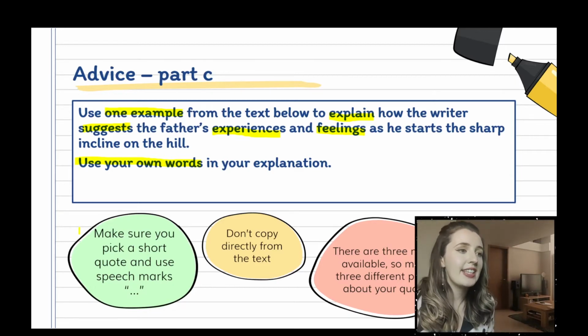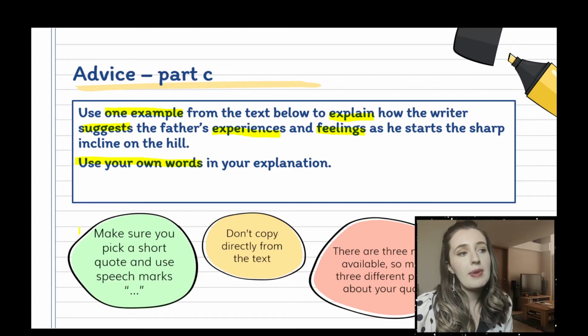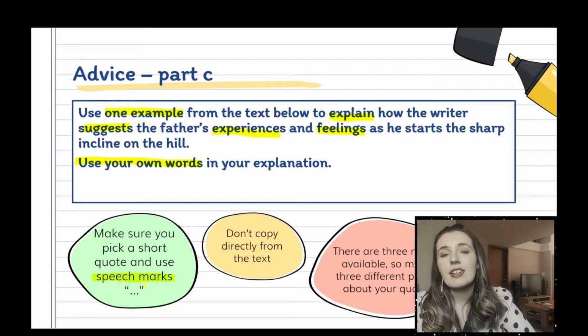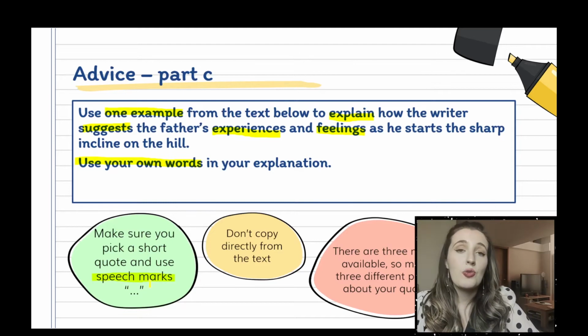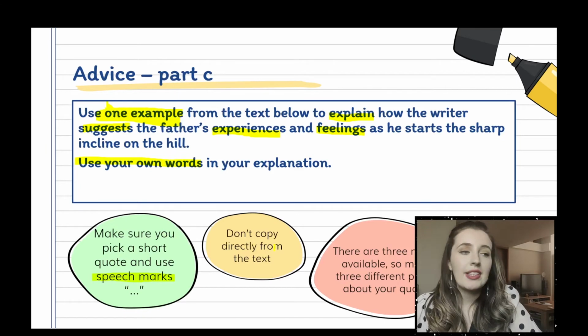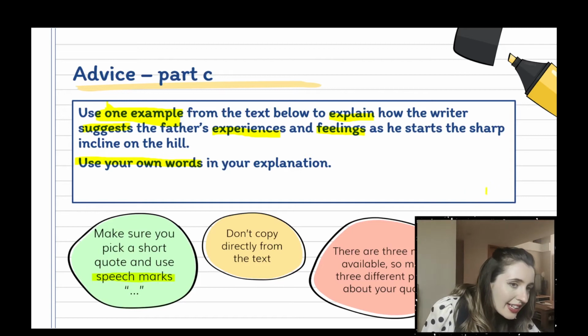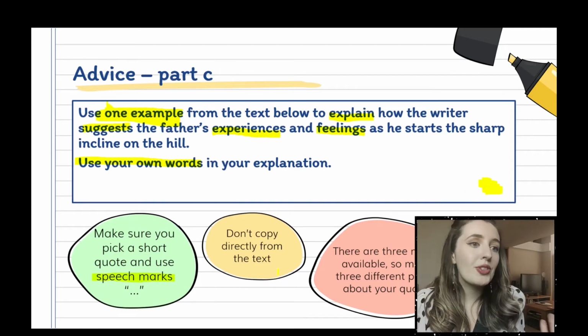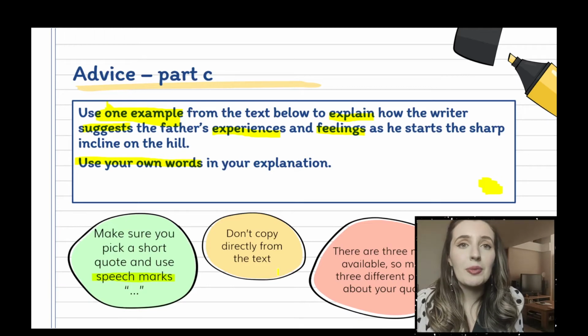So my advice here is make sure that you pick one short quote and that you use your speech marks, right? So those speech marks signal to the examiner that you have actually gone away and you have picked your one example. So you should do that. Don't copy directly from the text in your explanation. And remember, I haven't written it down, but there are 3 marks available. So make sure that you make 3 different points about your quote.